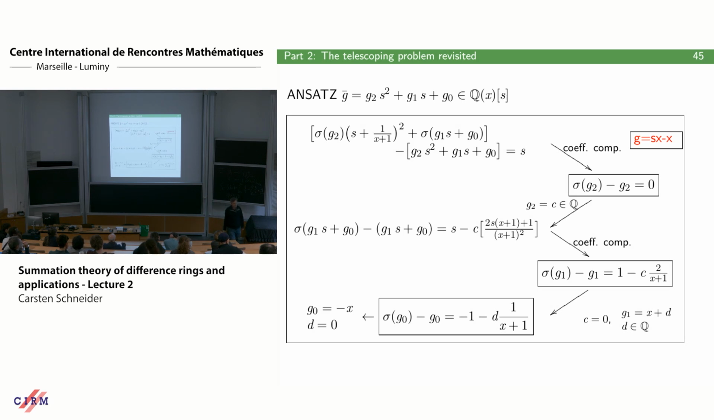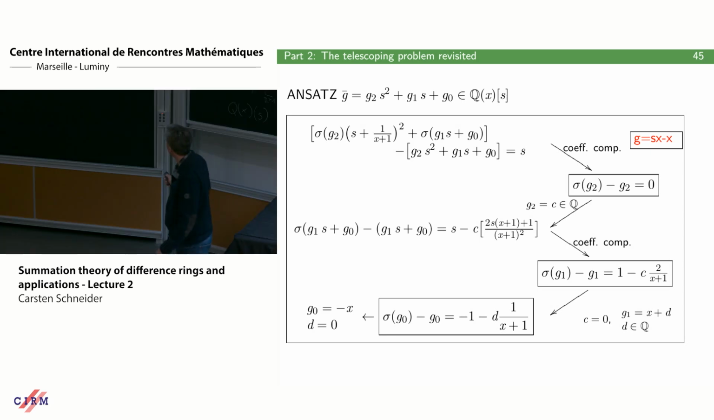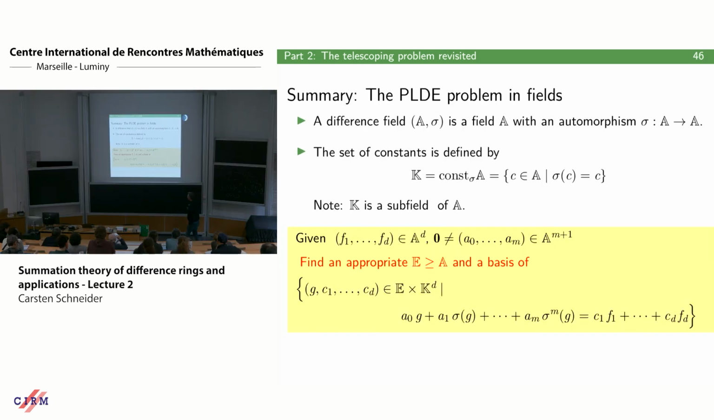Yes? Can you explain again how you did that, C must be 0? Well, clearly, this is now a new problem. Here we know it's a constant. Here we don't know. So we have to repeat the same method in the ring below. And this is the second comment.